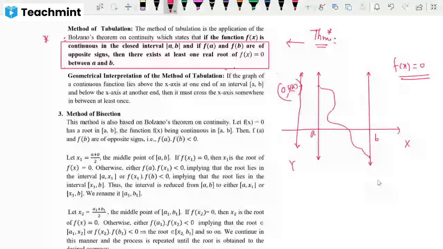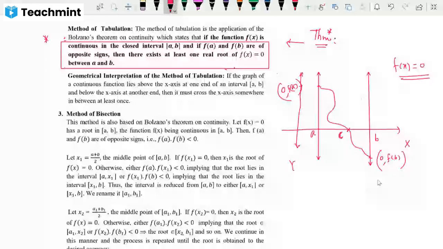If f(a) is positive and f(b) is negative, meaning f(a) and f(b) have opposite signs, surely between a and b the graph of this function should intersect the x-axis at least once. It may intersect more than once, but at least once it should. So if its graph is like this, then at some point, suppose this point is c, the function intersects the x-axis. This is the statement of this theorem.